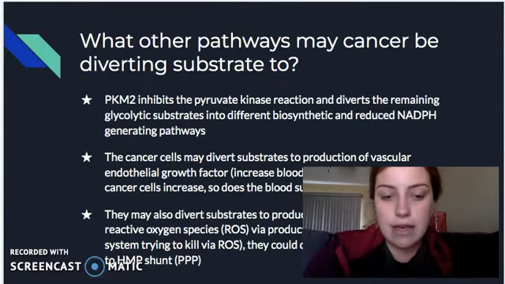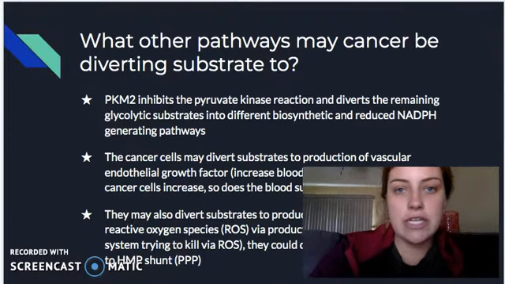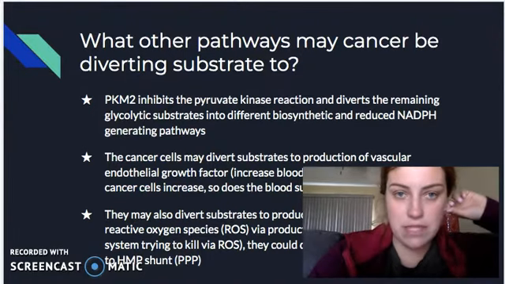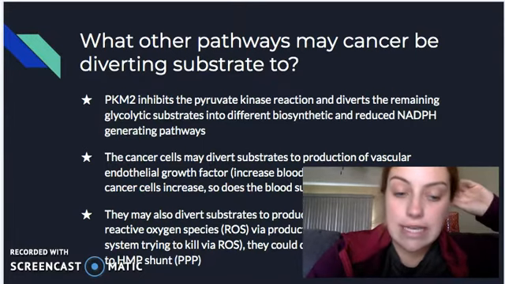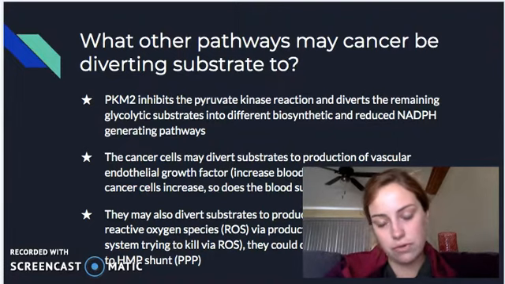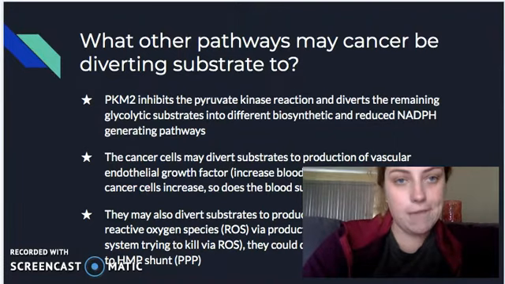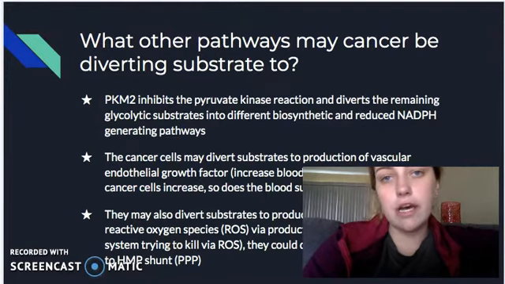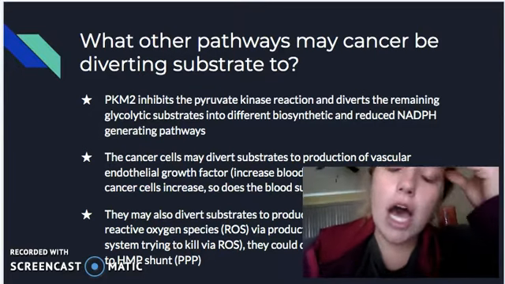PKM2 inhibits the pyruvate kinase reaction and diverts the remaining glycolytic substrates into different biosynthetic and reduced NADPH generating pathways. So that's something that I found through research on the internet, and that's, in my own words, what I understood them to be talking about.